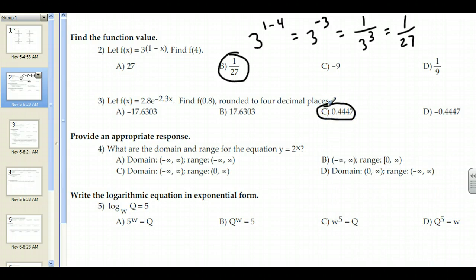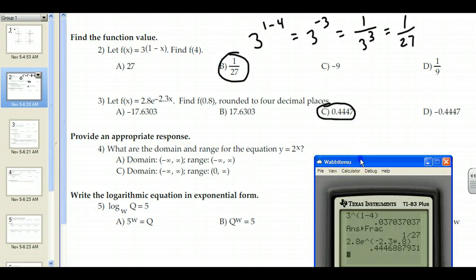What's the domain and range for that equation? I can put anything into this function as an exponent. So 2 to any power exists. So that means it's going to be -infinity to +infinity. So we've eliminated D. But the range, 2 to the x is always positive.